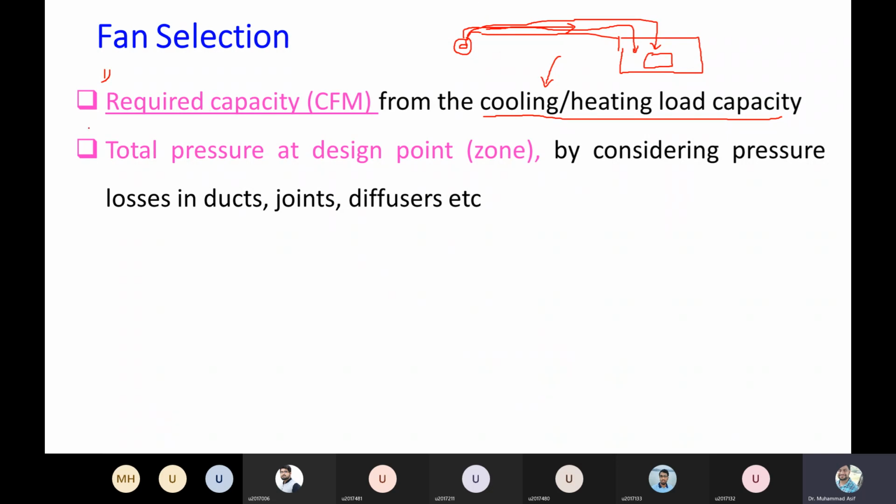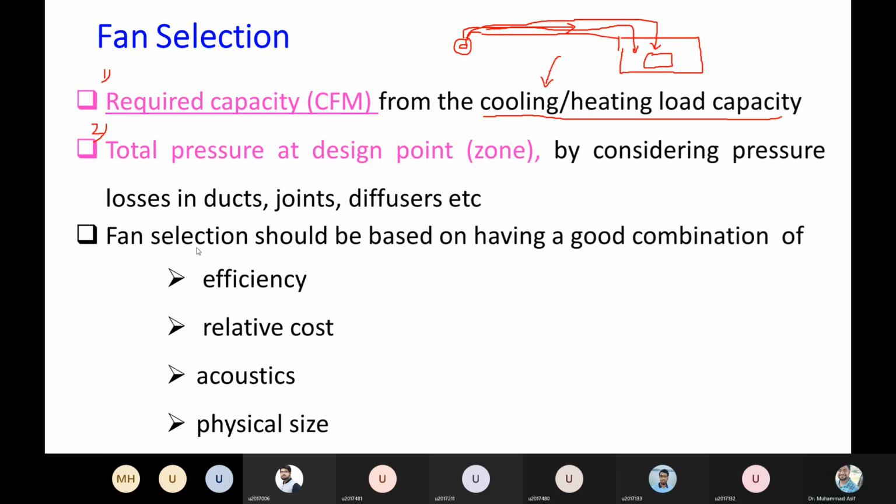So if you know these two inputs, then you can select a fan. Whenever you select a fan, your first criteria should be a good efficiency, relatively low cost, low noise, and compactness.